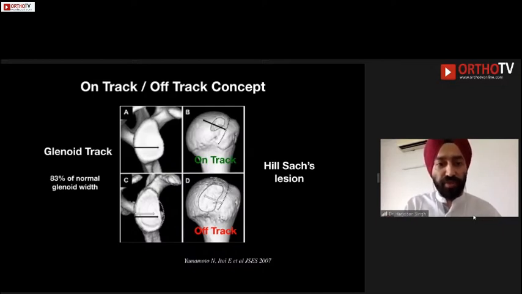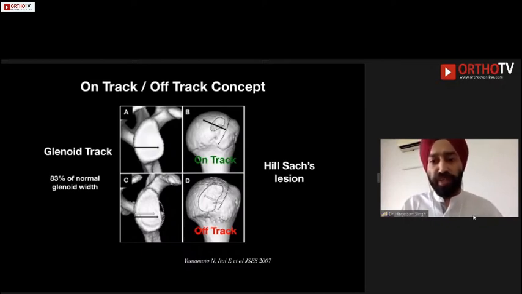So this is basically done by, if you see figure A, it's a normal glenoid en-face view, and you take 83% of the glenoid width as the glenoid track. And in figure C, if the glenoid is deficient, then this track is also reduced because you have to reduce the amount of deficiency from the track. And if you superimpose this track on the humeral head, this straight line on the GT in figure B is the cuff attachment line, and the circular dotted line is the Hill-Sachs defect.